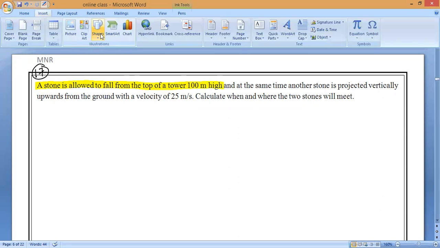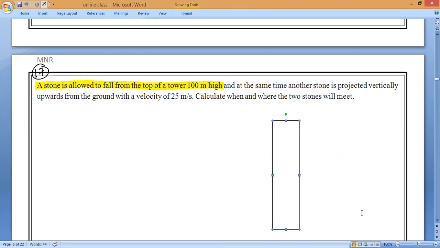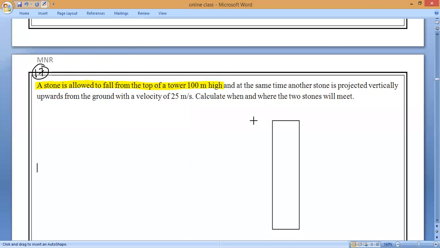So let us take one tower. As we are all very familiar, let me take this as the tower. What is the height of the tower? Total height. 100 meters, sir. That is what you have to remember. So the total height of the tower is 100 meters. Is it okay? Yes, please. That is the total height. h = 100 meters.